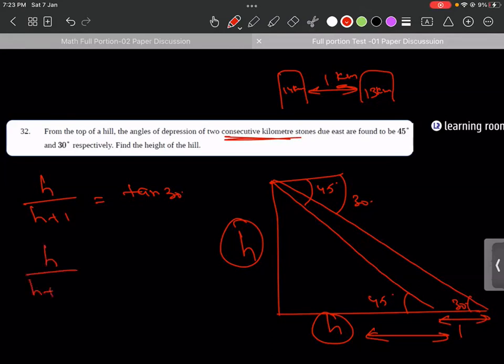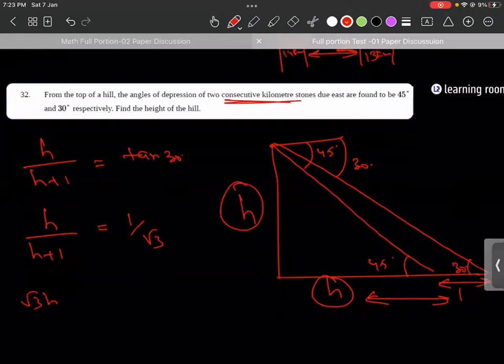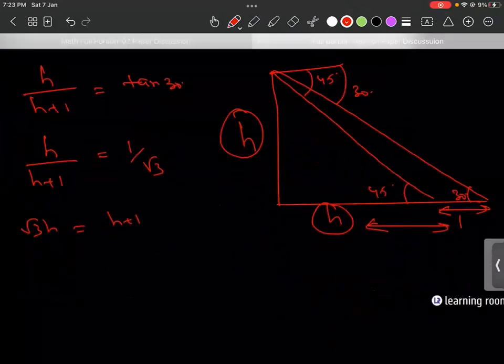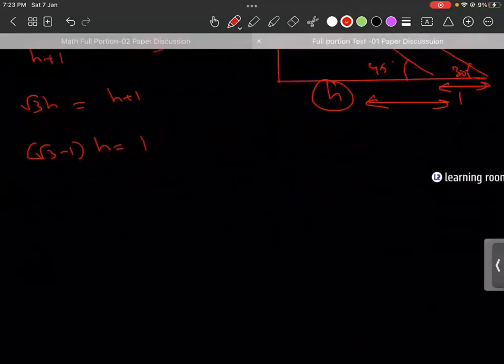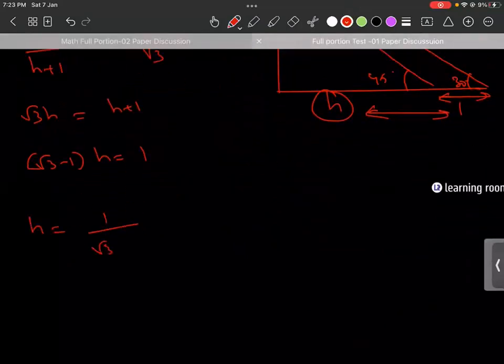Yes. So h divided by h plus 1 is equal to 1 by root 3. So root 3 h is equal to h plus 1. So root 3 minus 1 into h is equal to 1. So h is 1 by root 3 minus 1, which is root 3 plus 1 by 2. These many kilometers will be the height of the hill, whatever it is. I hope it is clear.